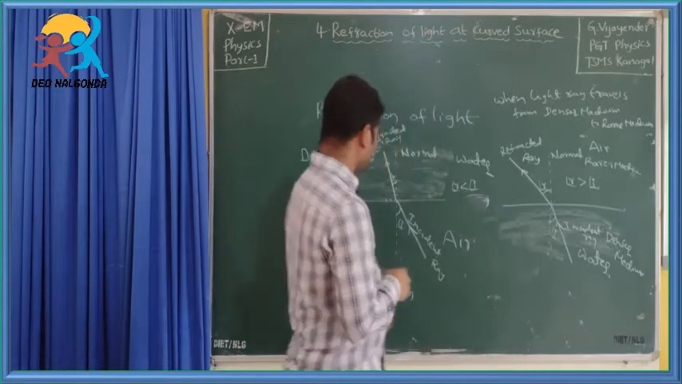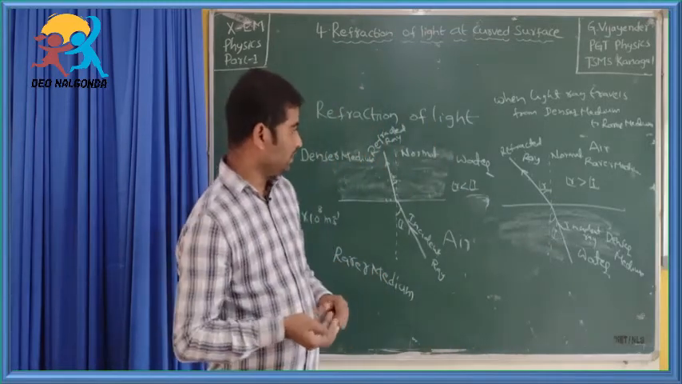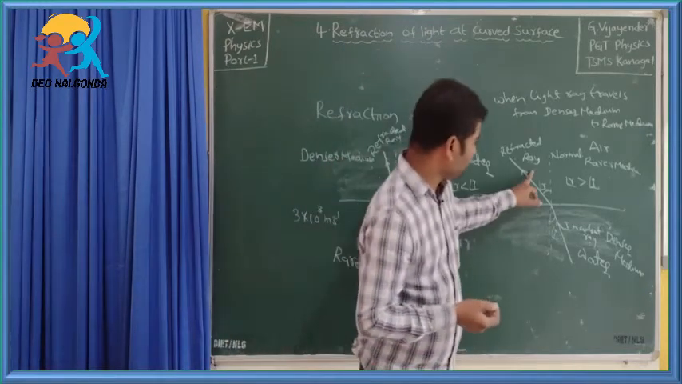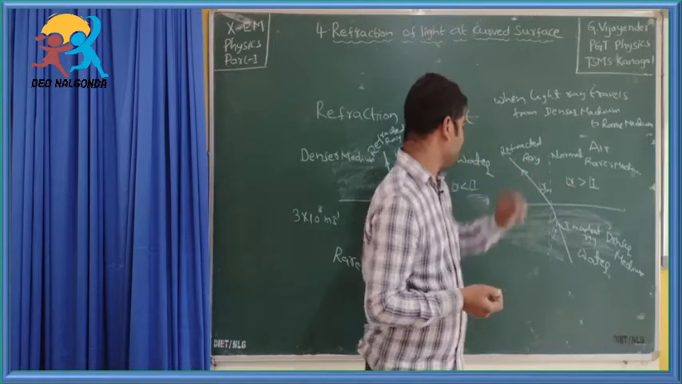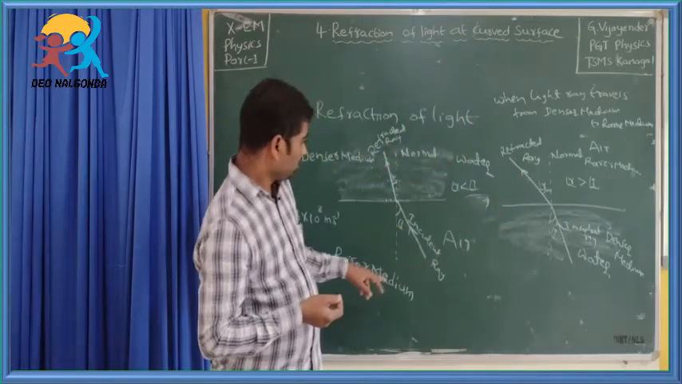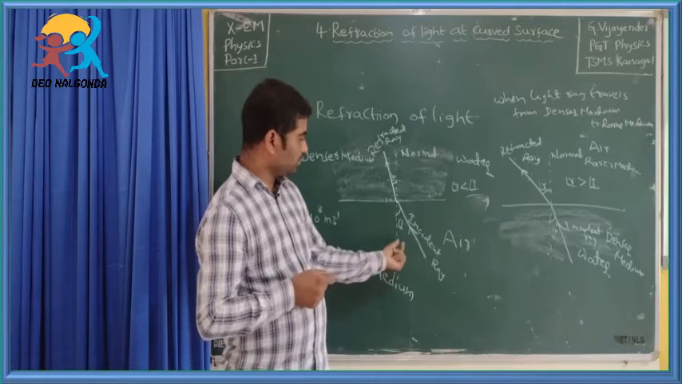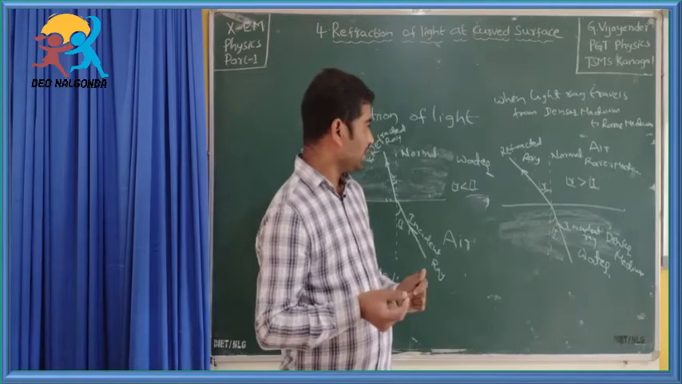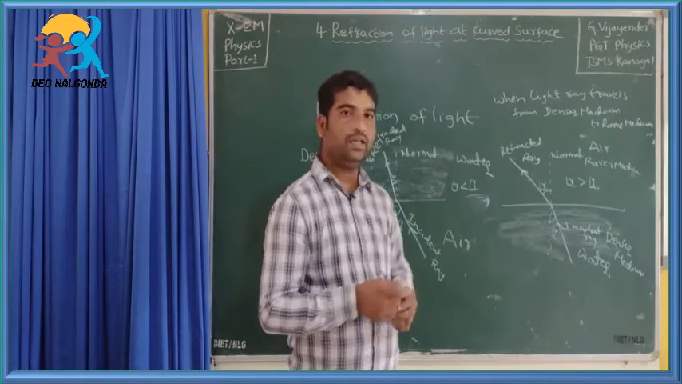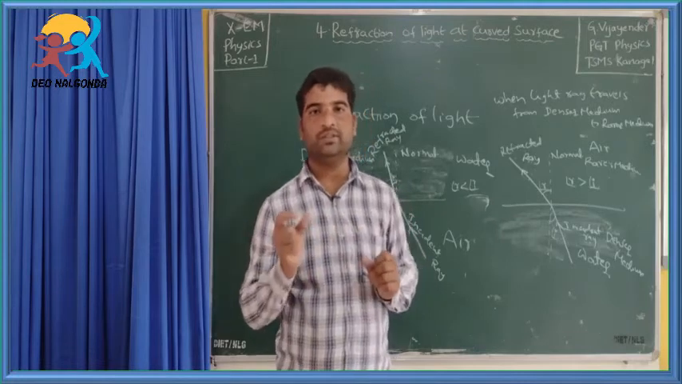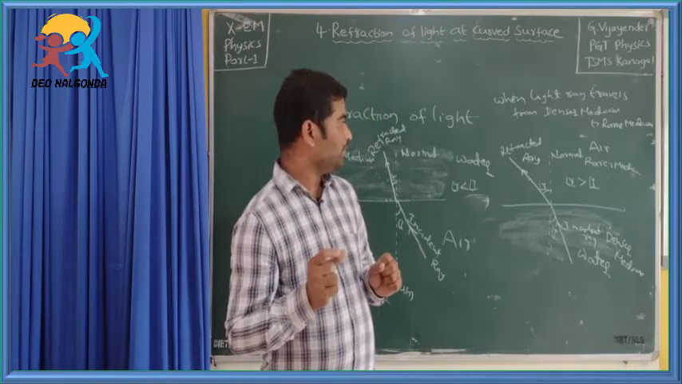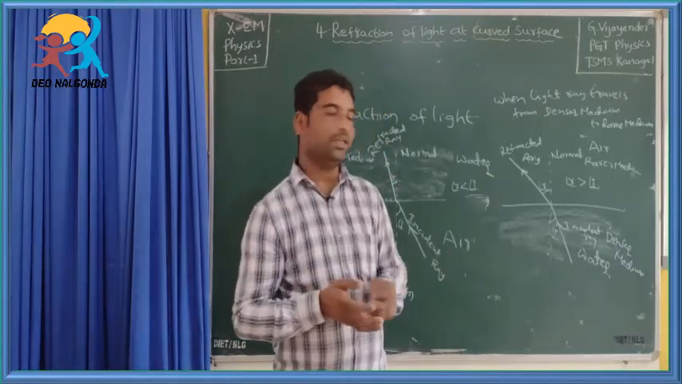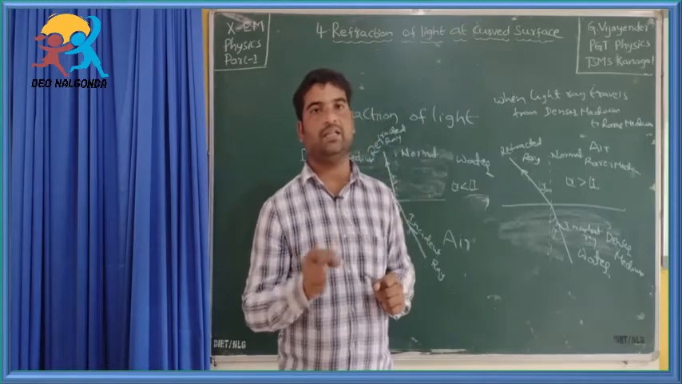In both cases, the medium in which the angle is more is the rarer medium. In one case the angle of refraction is in the rarer medium, and in the other the angle of incidence is more, so it is in the rarer medium. We can simply say that the angle made by the light ray in rarer medium is more than the angle made by the light ray in denser medium.